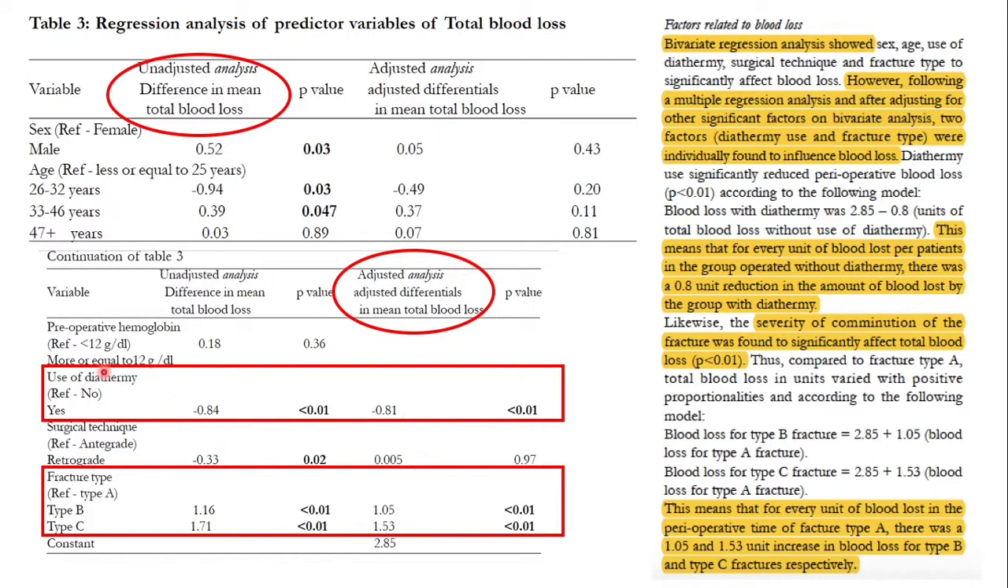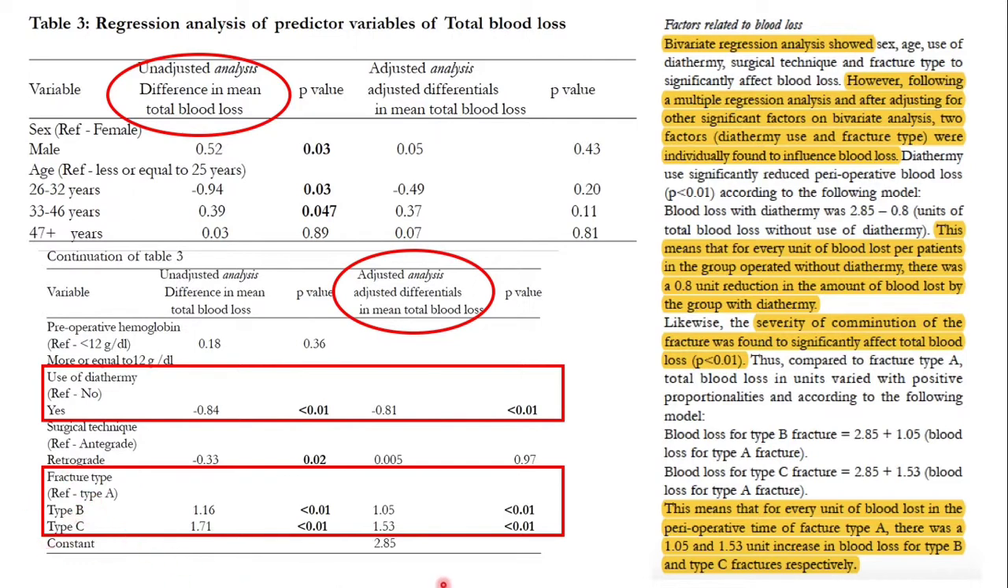The only two that they found was use of diathermy, which is cautery, and this was a binary variable, meaning they're referring to yes and they're referring to no. So this is a coefficient if yes they use cautery. It decreased blood loss. And in fracture type, we can see differences, meaning a type C resulted in more blood loss than a type B. And these were individually compared. So this is type B compared to a type A fracture, which is probably the least complicated of fractures.